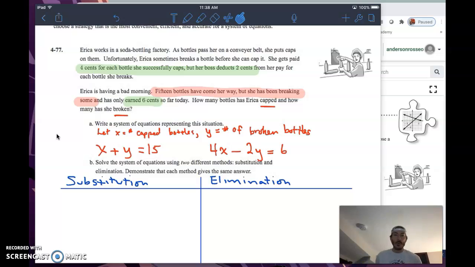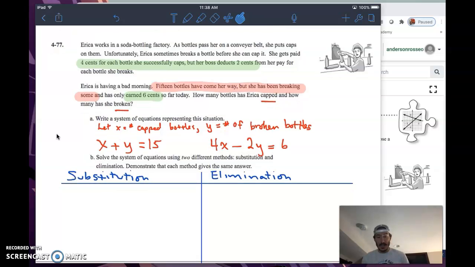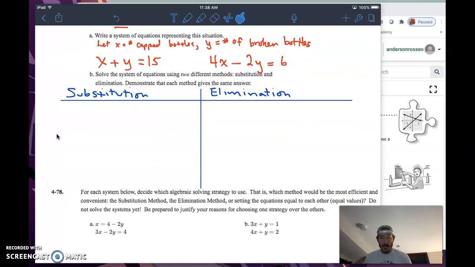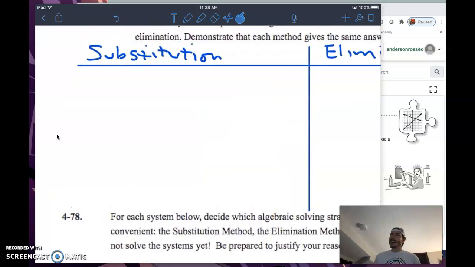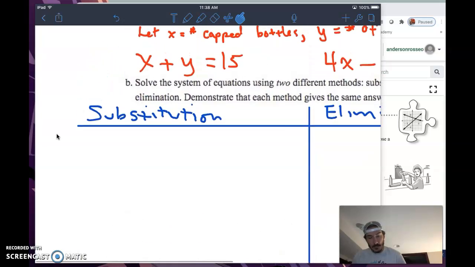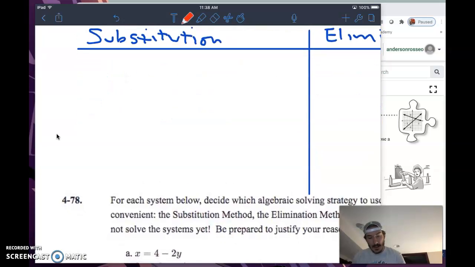Check out what we have here in part A. We've got 2 equations, each with 2 variables, and now because we have that set up, we can go ahead and do some solving. That's exactly what B asked me to do. It says solve the system using 2 different methods, substitution and elimination. Demonstrate that each method gives the same answer. Now we're getting pretty good at this. So I'm going to use substitution first, and I'm going to do it maybe a little quicker than I would in some other videos. I'm going to write that first equation second and the second equation first. I'll show you why.